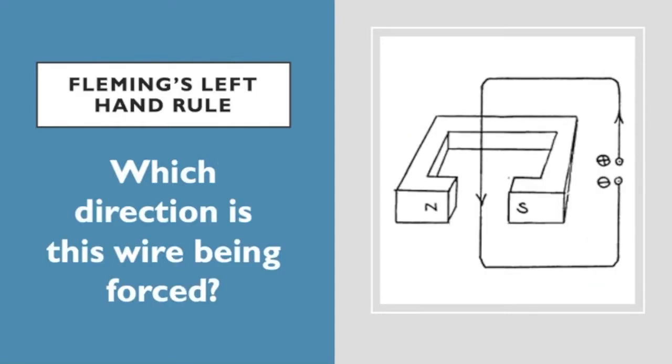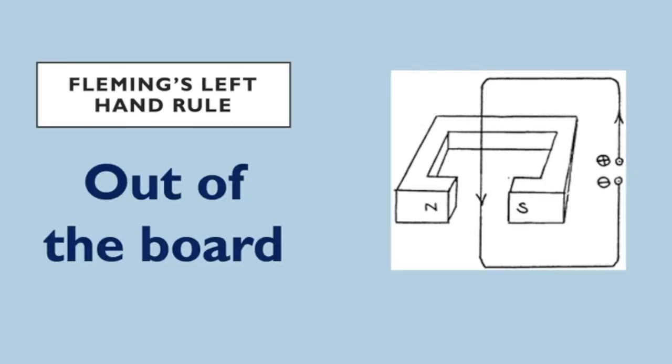Have a go at this one. Which direction is the wire being forced? Pause the video, see if you can work it out. Do you think you know? Very good. It should be out of the board. We've got our first finger going from north to south, our second finger is going down, and so that means our thumb is coming out of the screen, or out of the board.